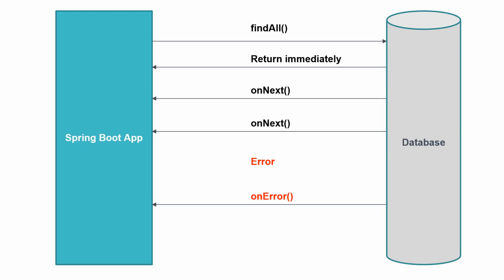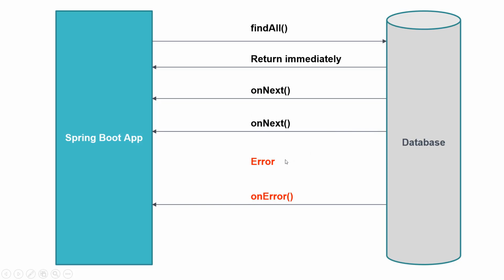So the same case we will take. In the order table, we have 10 records and that's what we are asking from our Spring Boot application. So the call will be returned immediately. The first record we got with the help of this onNext event. Then we have this second record we got, and there will be onNext event.